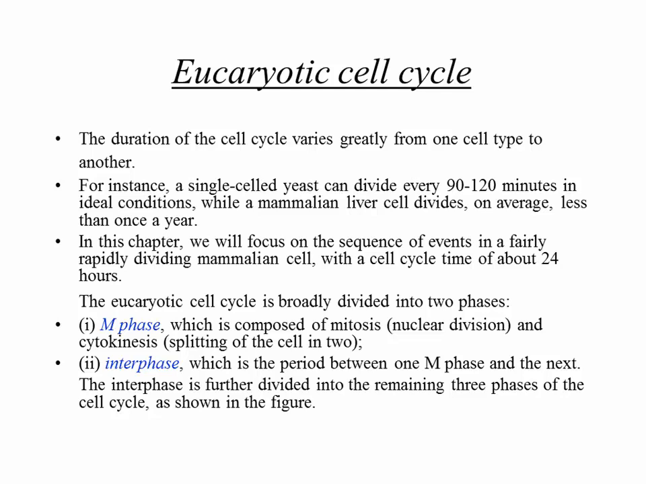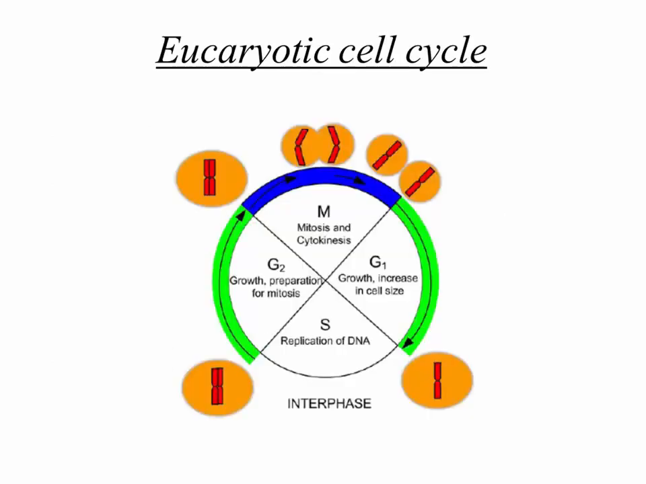And the interphase is further divided into three additional phases of the cell cycle, as shown in the figure on the next slide. So here, this is the cell cycle. It's going in the clockwise direction. This is the M phase, which is made up of mitosis and cytokinesis. And then in between each M phase and the next one, you have interphase. So all of this stuff in green and even this thing in the middle, that's all interphase.